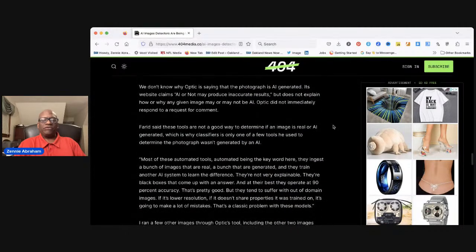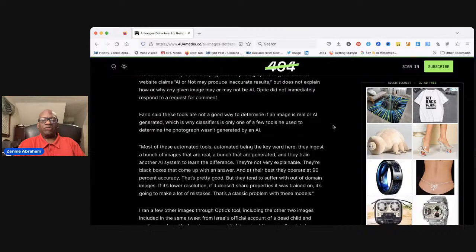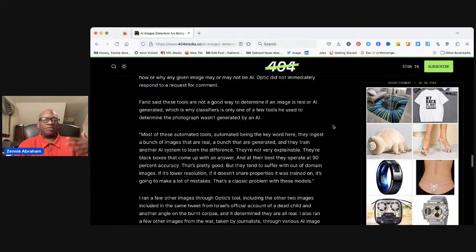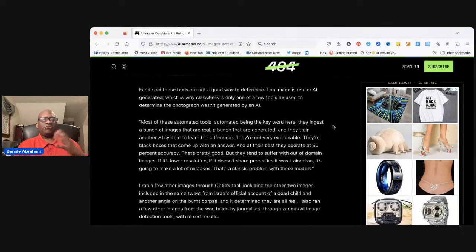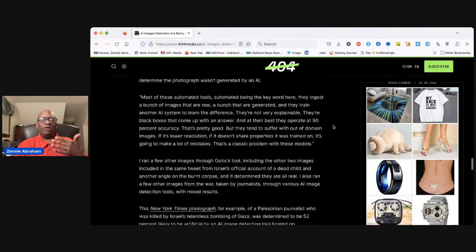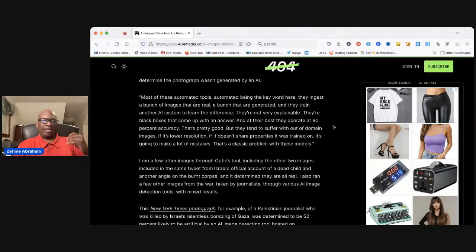All right. Farid said those tools are not a good way to determine if an image is real or not. But my point is this is the place we're at. We're trying to figure out whether some news put out during the fog of war, where emotions are heightened, is real or not. And it was based on AI. I think Congress needs to step in and make this really an easy play.